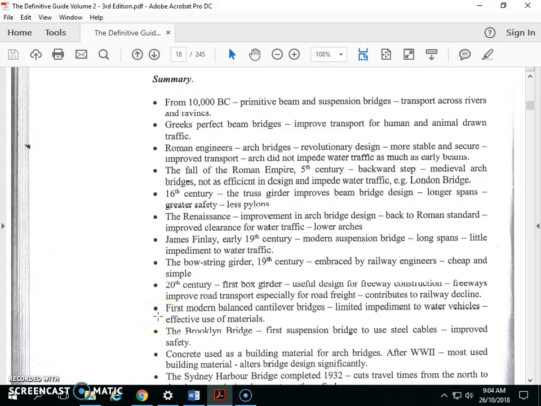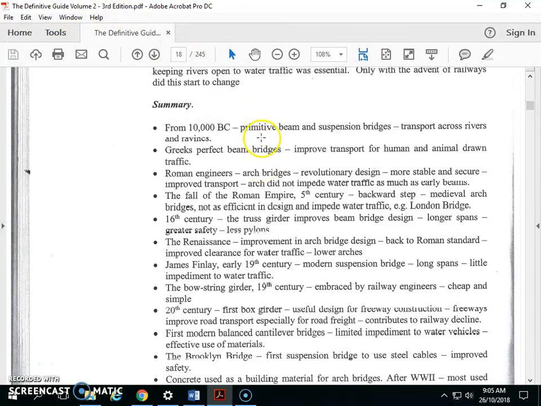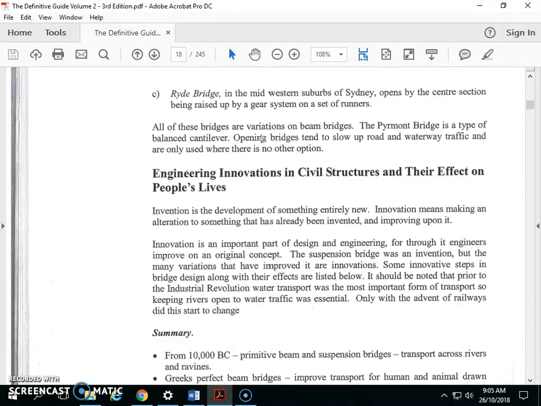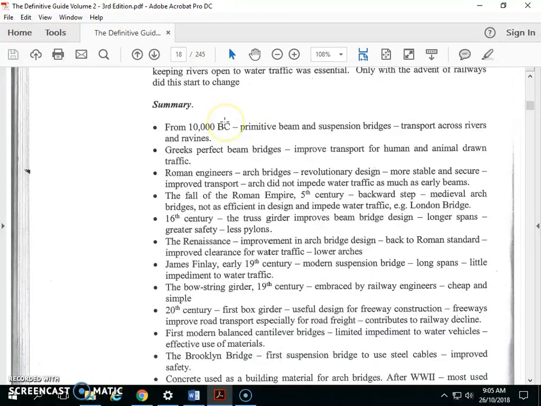We're going to go through a summary of bridge history. We're going to be following on with Paul Copeland's Engineering Studies, The Definitive Guide, Volume 2, 3rd edition, and we're on page 10. Okay, so I'm going to start with the summary. And the summary gives us a good overview.